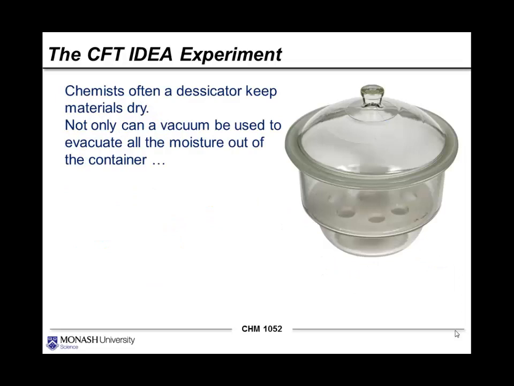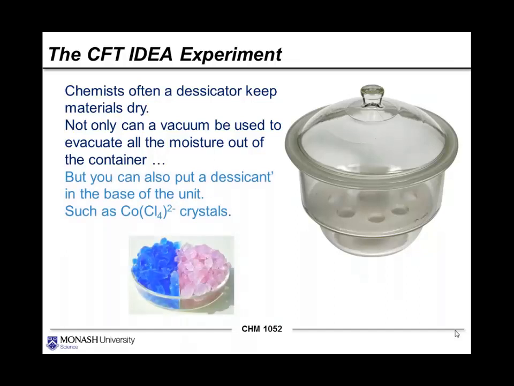Just a little example of materials which give us colour. Chemists often use a desiccator, a piece of glassware which looks a bit like this, to keep materials dry. Not only can a vacuum be used to evacuate all the moisture out of this kind of container, but you can also put a desiccant into the base of the unit, such as these cobalt chloride crystals. In this case, we're using cobalt-2 chloride crystals.